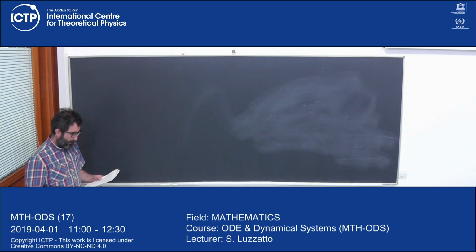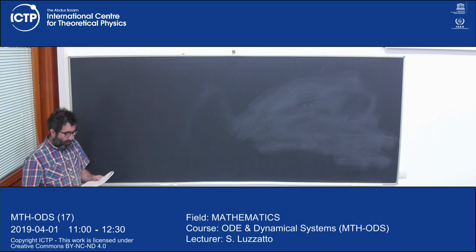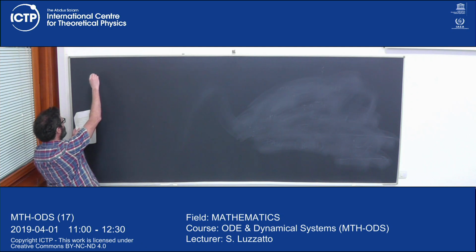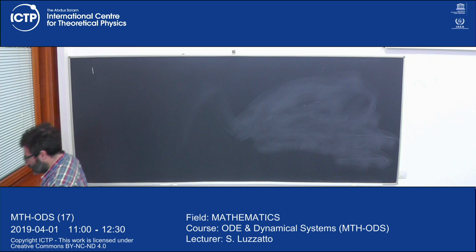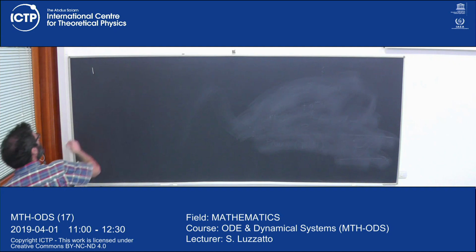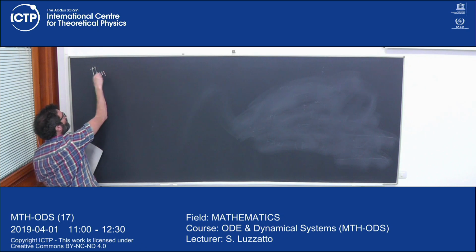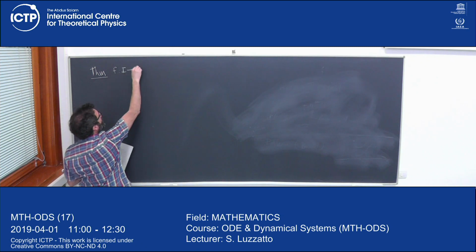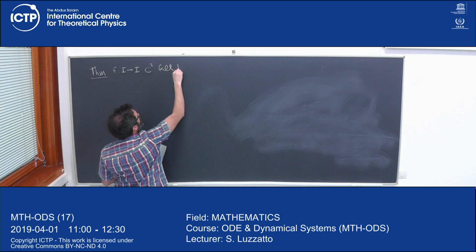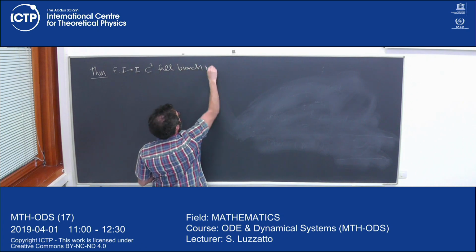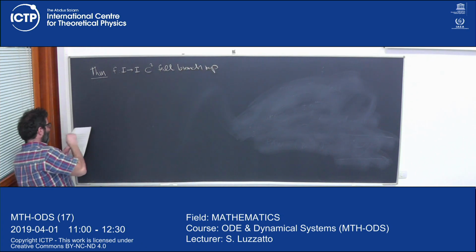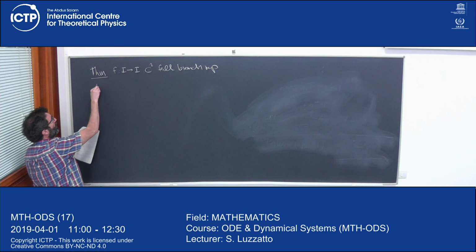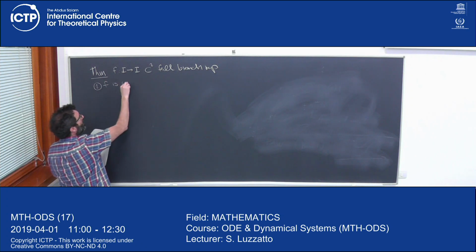Okay, so let me write out again the theorem to verify that the full branch map has bounded distortion, right? So this is the theorem we're going to check today. There's two kinds of chalk. So, if F is a full branch map, C2, suppose that F is uniformly expanding.